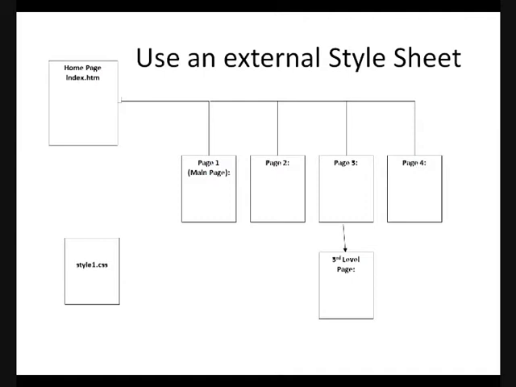Okay, we'll look at some examples here. Here I have a website. I have my home page, which of course is linked to my other pages, and then I have a third level page. In other words, to get to the third level page, which is associated with page 3, you have to go through page 3.